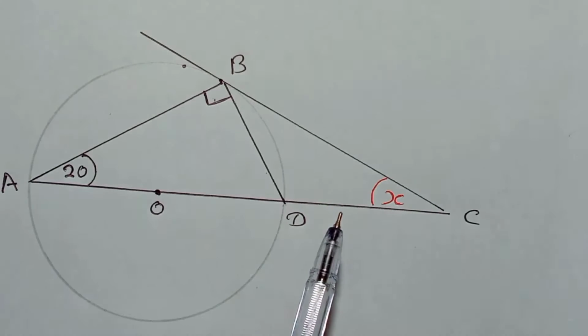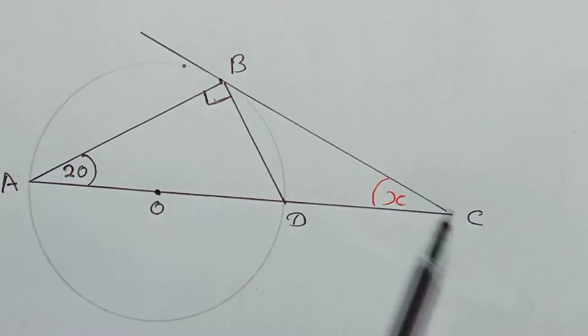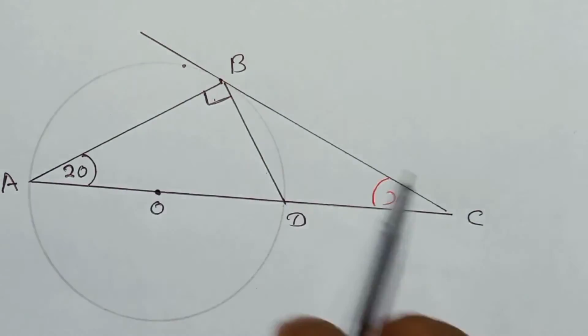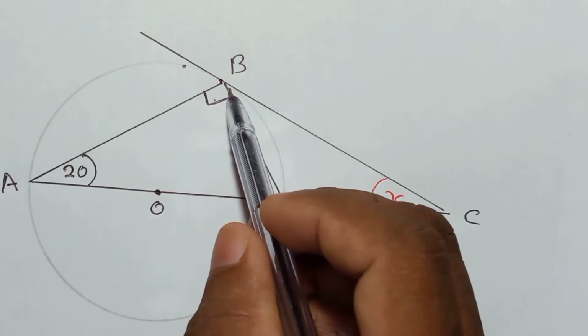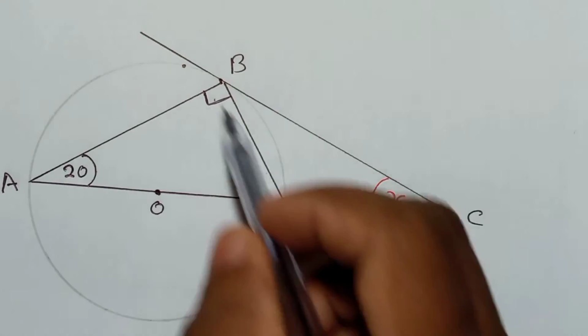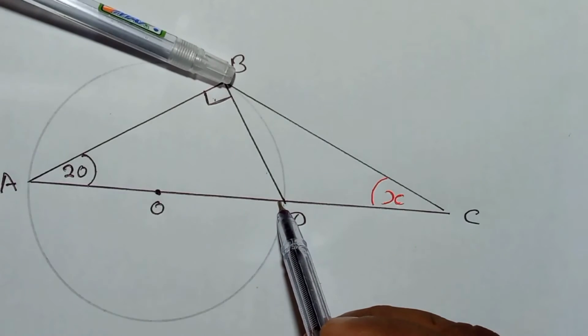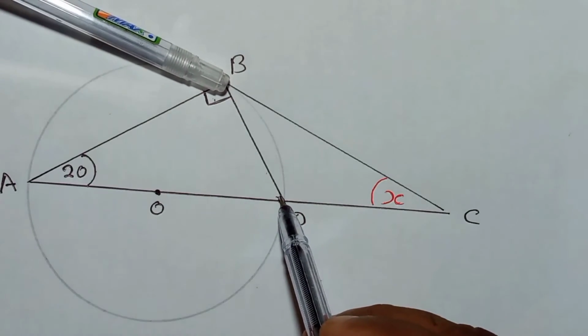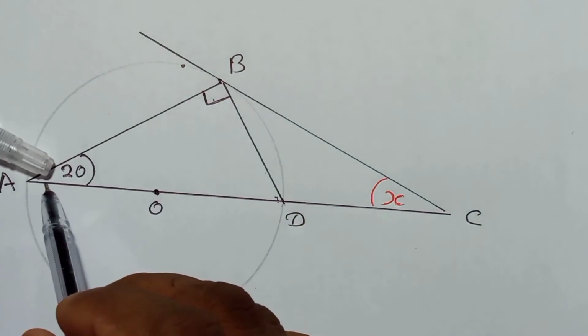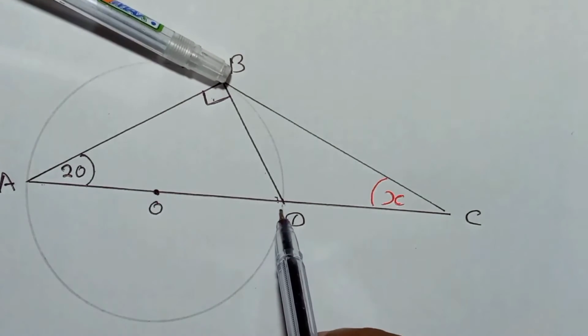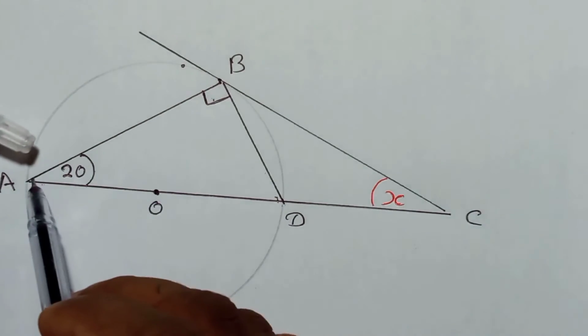And not only that, here, very important, you can use the alternate segment theorem, because they tell us BC is the tangent. At the tangent point, you can see this BD chord. This chord, right? BD chord here. This chord subtends an angle at the circumference of 20, right? BD subtends an angle at the circumference of 20.